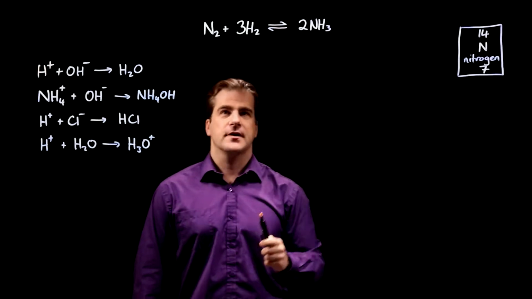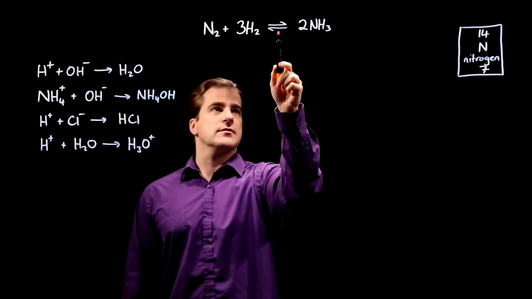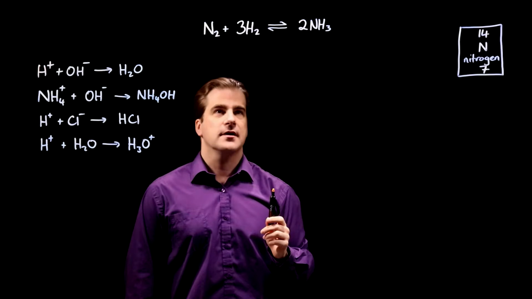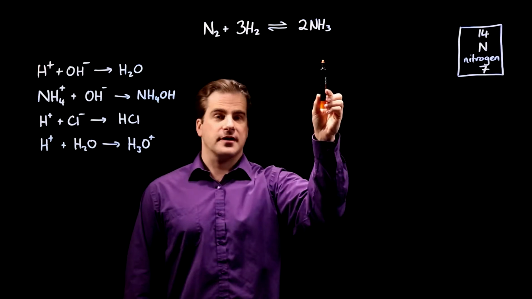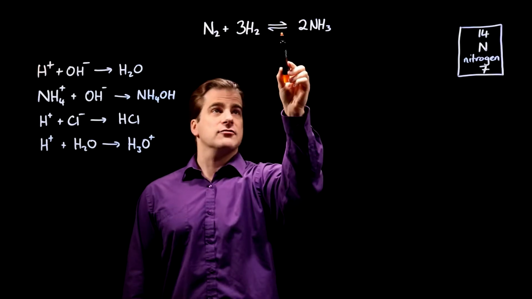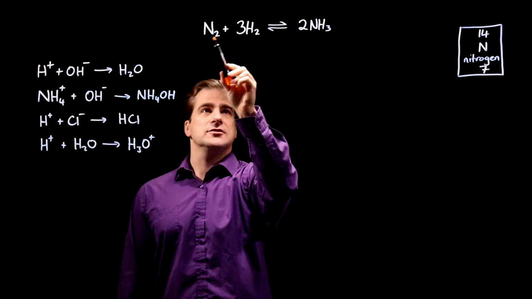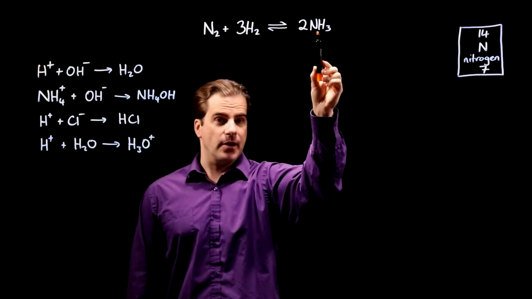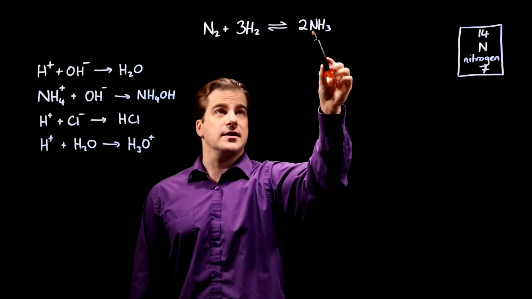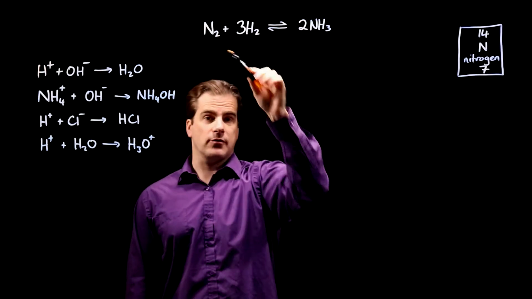Okay, ammonia. They've given us this reaction here. That's nitrogen plus hydrogen makes ammonia. This is the Haber process. It's how we make ammonia. And the reaction is reversible. This double arrow here means that nitrogen and hydrogen react to make ammonia, but the ammonia can decompose back into hydrogen and nitrogen. The reaction can go both ways.